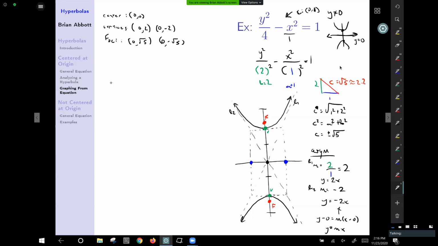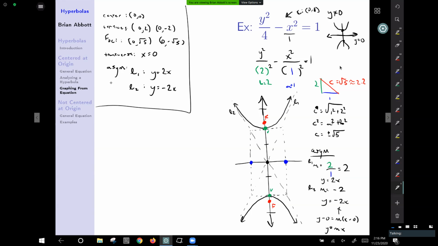And then our transverse axis, let's think this one through and not stumble like the last example. Well, the transverse axis is the vertical axis here. So the equation for the vertical y-axis is that your x value is always fixed, x is equal to 0. And then our asymptotes, L1, the uphill one, y is equal to 2x, and L2, the downhill one, y is equal to negative 2x. And we've got all of the possible things we could ask about this hyperbola found.